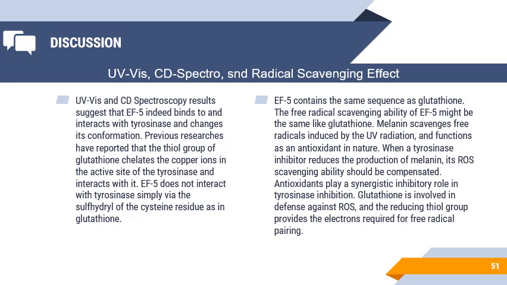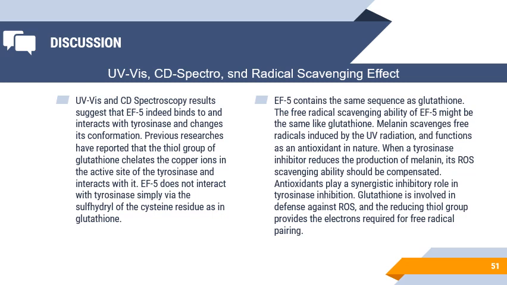The UV-Vis and the CD spectroscopy results suggest that the EF-5 indeed binds to and interacts with tyrosinase and changes its conformation. Previous research has reported that the thiol group of glutathione chelates the copper ions in the active site of the tyrosinase and interacts with it. EF-5 doesn't interact with tyrosinase simply via the sulfhydryl of the cysteine residue as in glutathione.